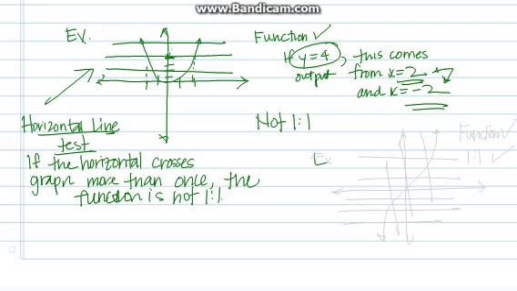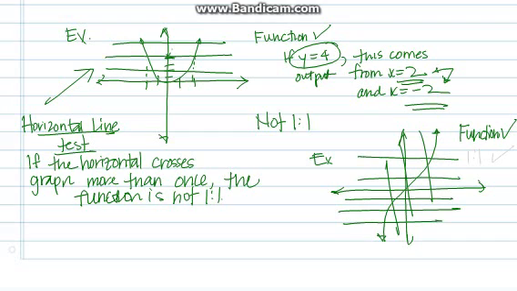Let's consider one more graph, something a little different here. So first, we make sure that it's a function. It is. It passes the vertical line test. And then to check for one-to-one, we make our horizontal lines. And you can see that for every y value, there's exactly one x. So one-to-one checks out as well.